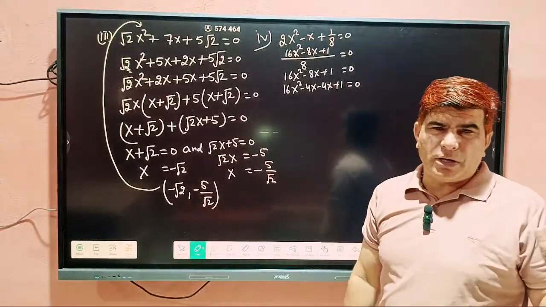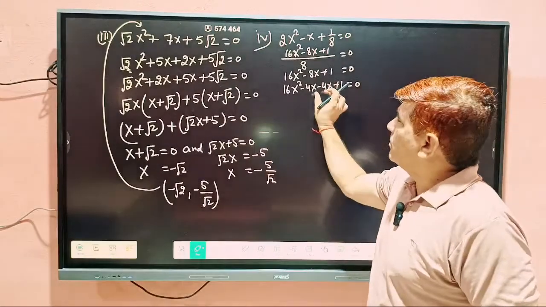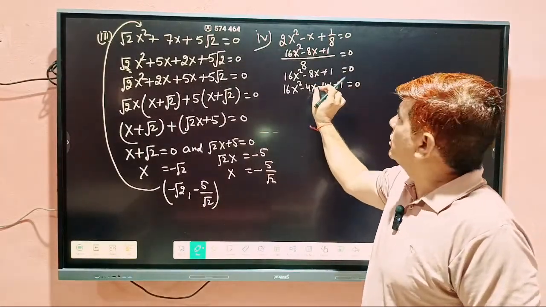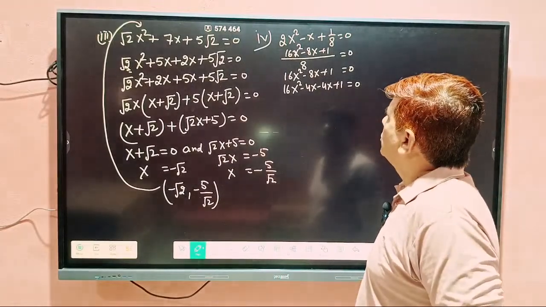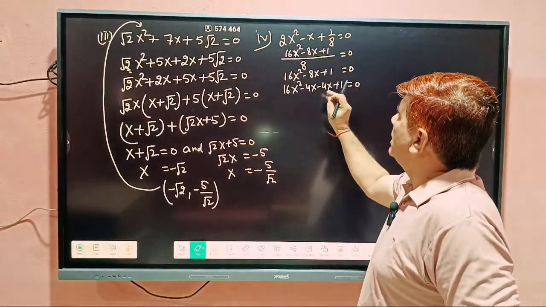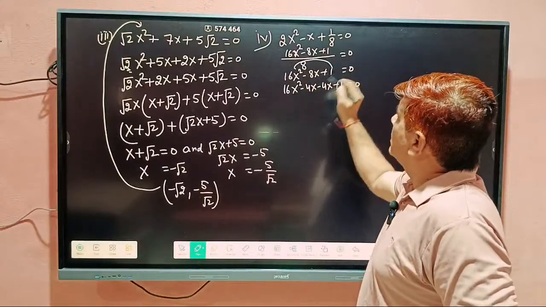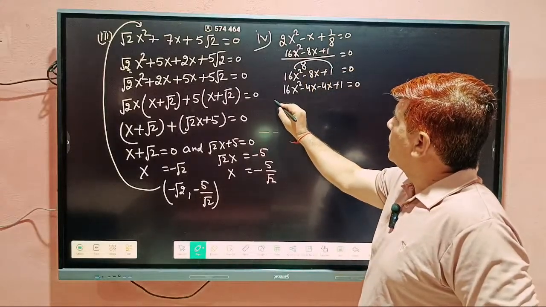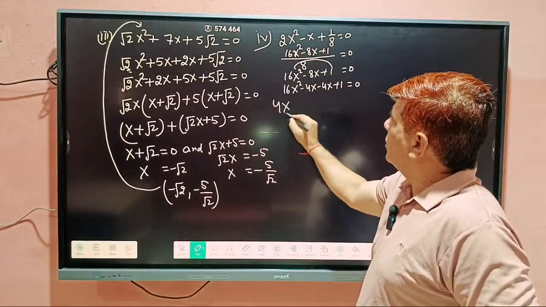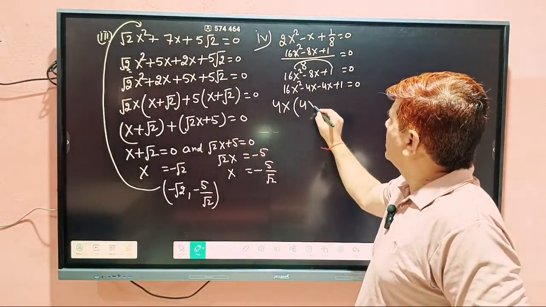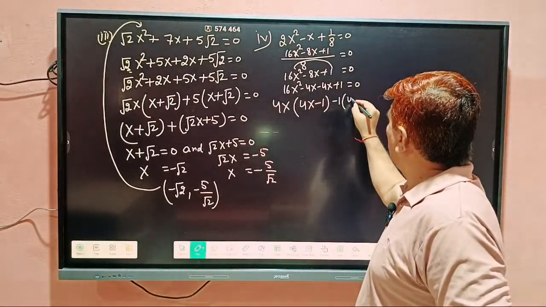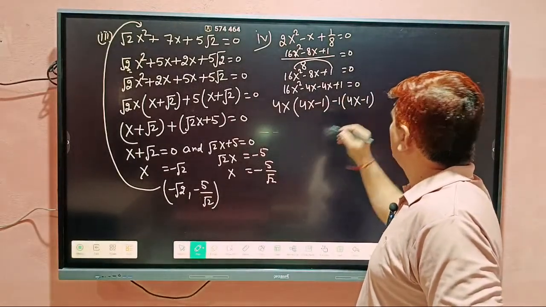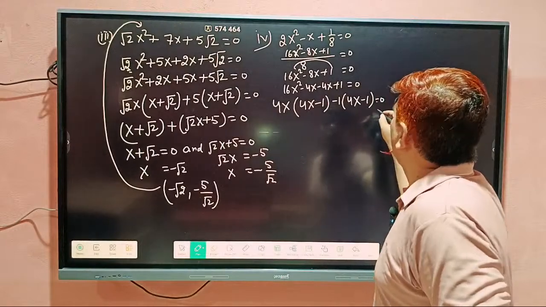Check whether both steps are right or not. The sum: minus 4x minus 4x is equal to minus 8x. Minus 8x is your middle term, and their product is 16x square. So what's common? 4x you can take common. So 4x minus 1, and here minus 1 taken common. 4x minus 1 is equal to 0.